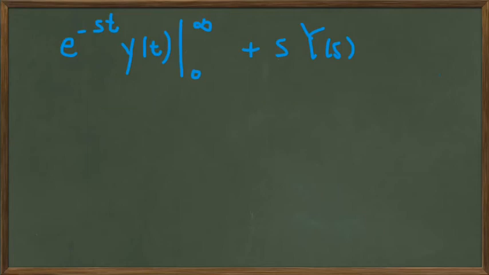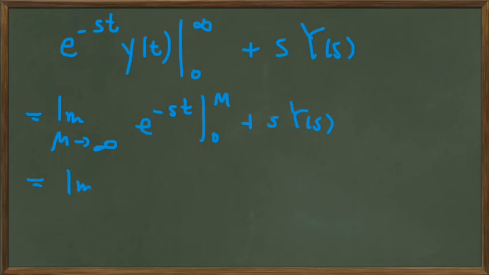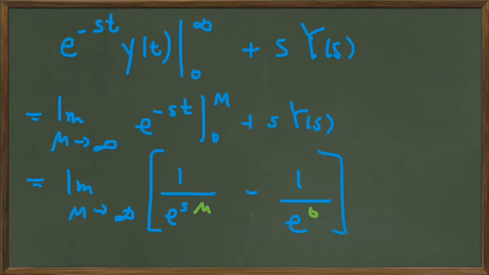So let's evaluate this first expression as an improper integral. So that's the limit as m goes to infinity of putting the negative exponent in the denominator, e to the s m, minus 1 over e to the 0. And it's pretty easy to take those limits. This denominator goes to infinity.